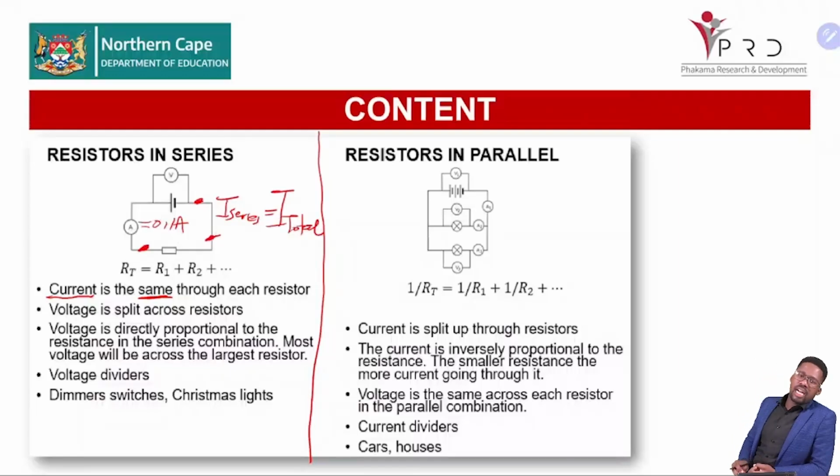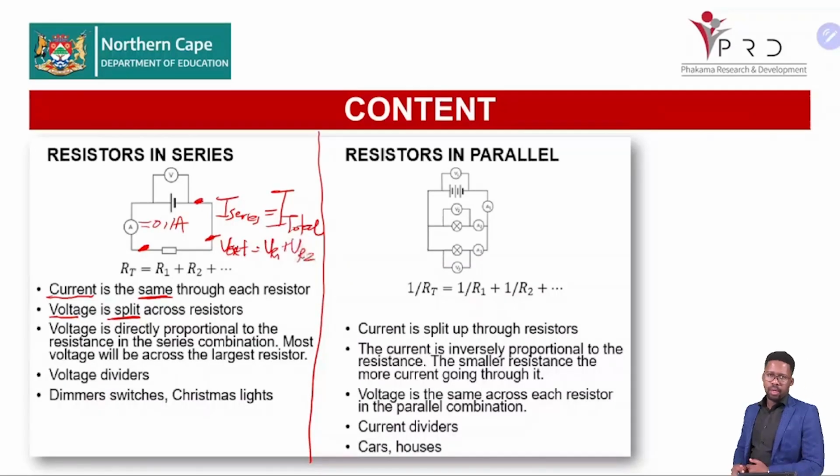Let's look at potential difference. In series, the potential difference is divided. So for us to get V external, we'll say it's V of R1 plus V of R2. Why? Because in series, the potential difference is divided.